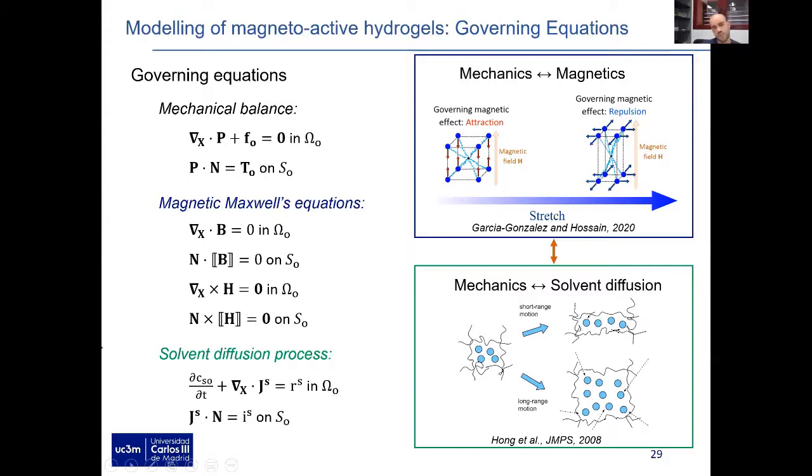Then for the diffusion process, we need to define the solvent concentration per unit reference volume. What we are saying here is that we have a local evolution of the solvent concentration that depends on R_S and I_S, which are external sources, basically how many solvent molecules are injected into the system, per unit volume and per unit surface. And J_S is the solvent flux, a vector that determines how the solvent molecules are moving within our system.